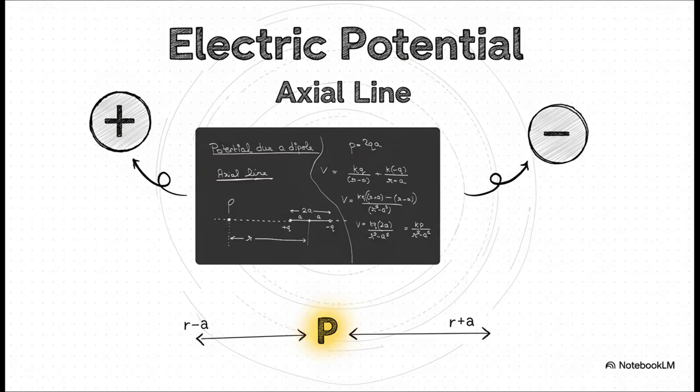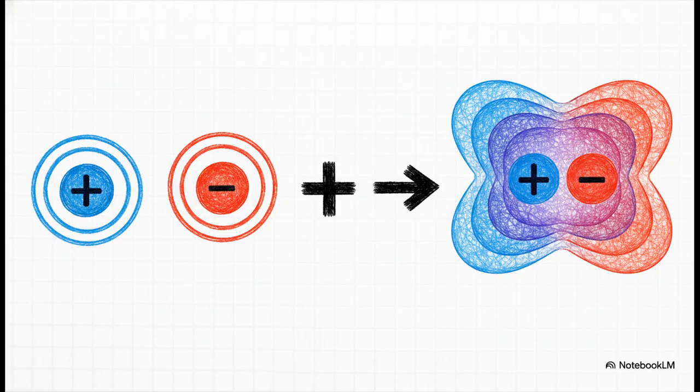Now notice the geometry here. The distance from our point P to the positive charge is r minus a, but the distance to the negative charge is r plus a. These different distances are the whole key to the calculation. And here's where our superpower just makes life easy. We don't need any complex geometry or vectors. We literally just take the potential from the positive charge and add it to the potential from the negative charge.